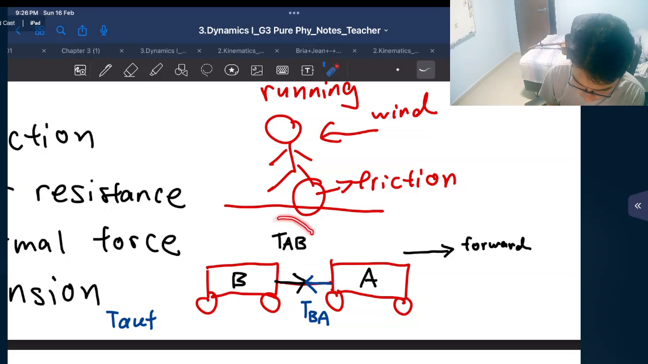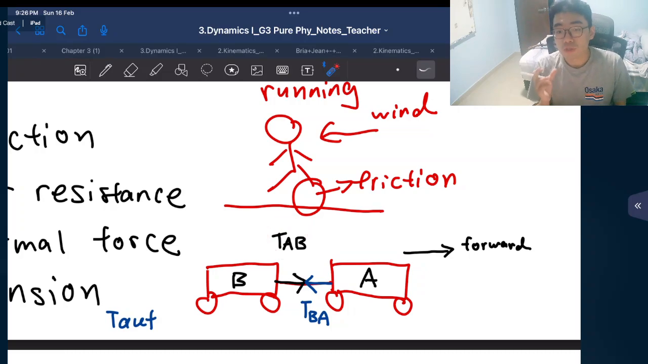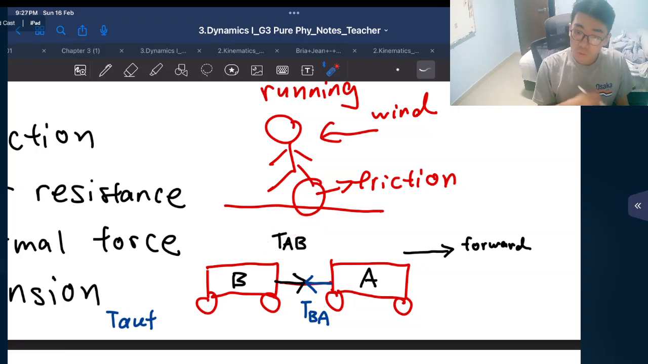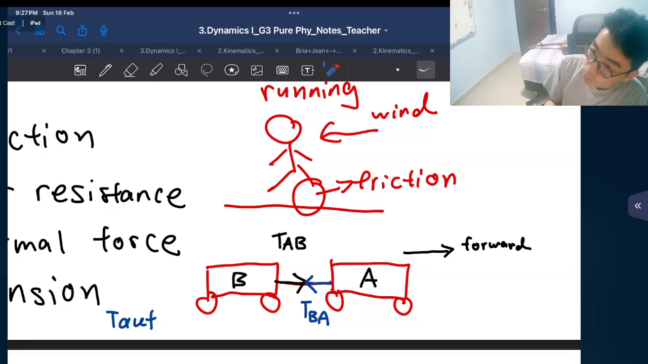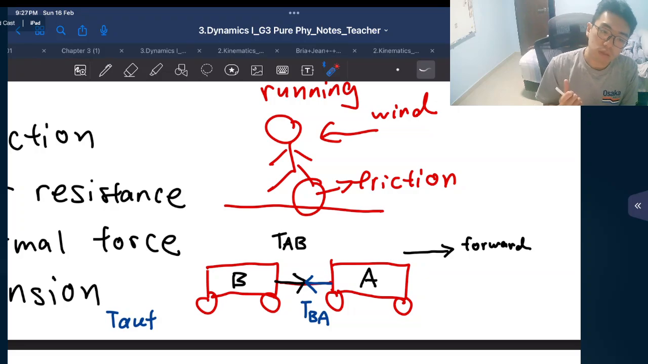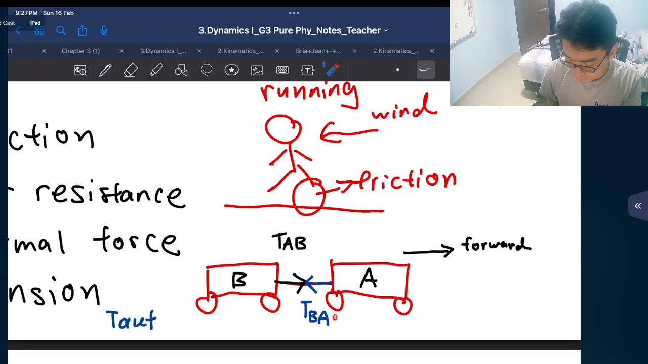We call it TAB. This is what we call the tension. So body A exerts a pulling force on body B. And then by Newton's third law, equal and opposite force, acting on different bodies, so body B will also exert a pulling force on body A. TBA.